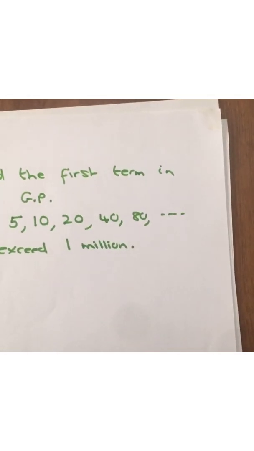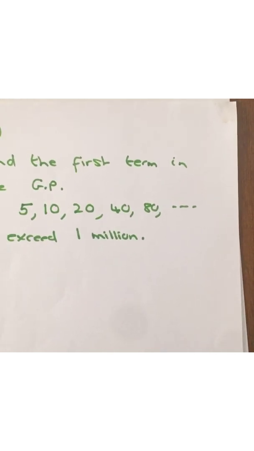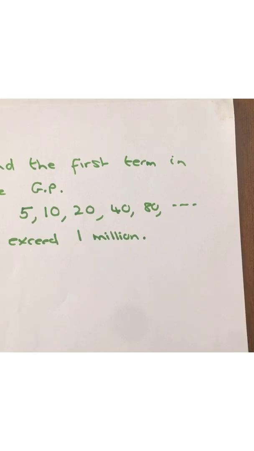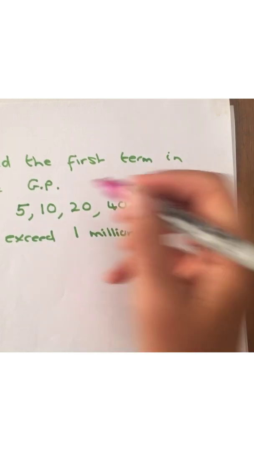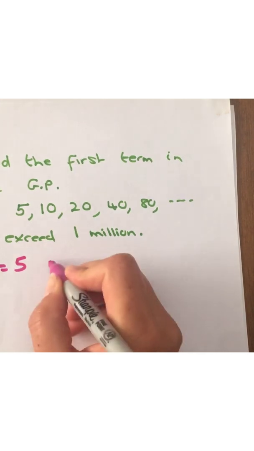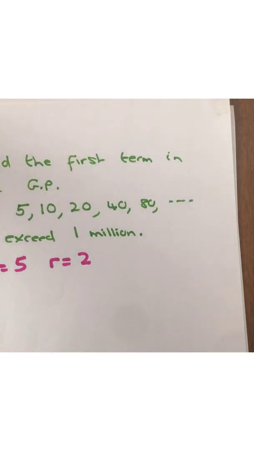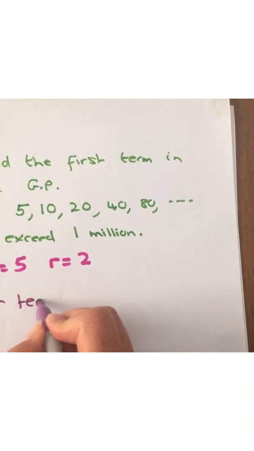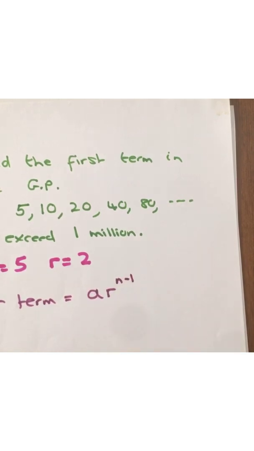Yeah. Okay. Example 4. Find the first term in the GP to exceed 1 million. The terms keep on doubling, so I can see my a is 5 and my r is 2, since 10 divided by 5 is 2. Now, I know the formula for my nth term is a r to the n minus 1.